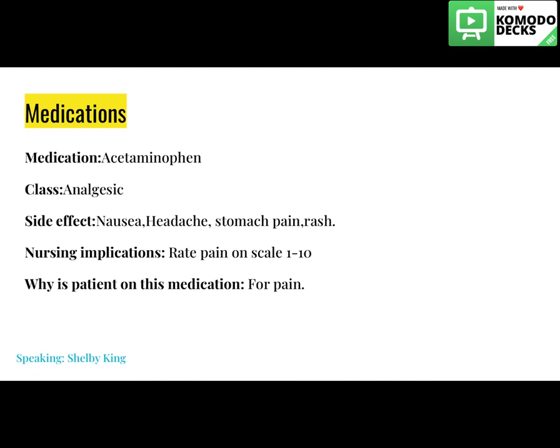The last medication that Mrs. Green is on is acetaminophen. It is a non-opioid analgesic, and its side effects include nausea, headache, stomach pain, and rash. The nursing implications for administering acetaminophen are a pain rating of anywhere from 1 to 10. And Mrs. Green is on this pain medication because she has pain related to her wound.